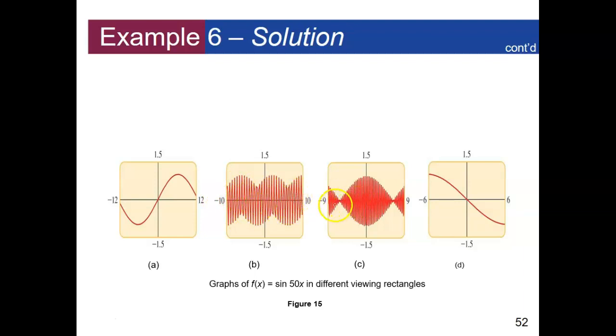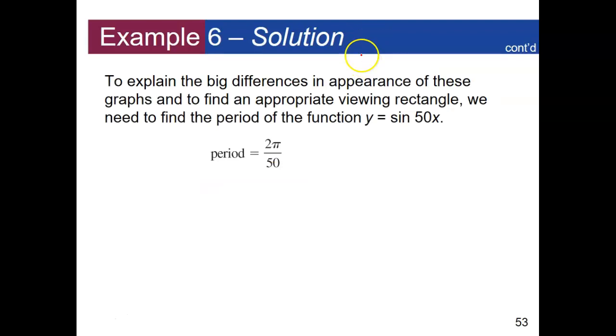And then here you can see negative 9 to 9, you can see a very different interval. And then again from negative 6 to 6. So there's lots of different viewing rectangles that make the same function look very different. And that's one reason identifying the period is very important, because here, this is our K. So the period is 2 pi over 50, which is pi over 25.